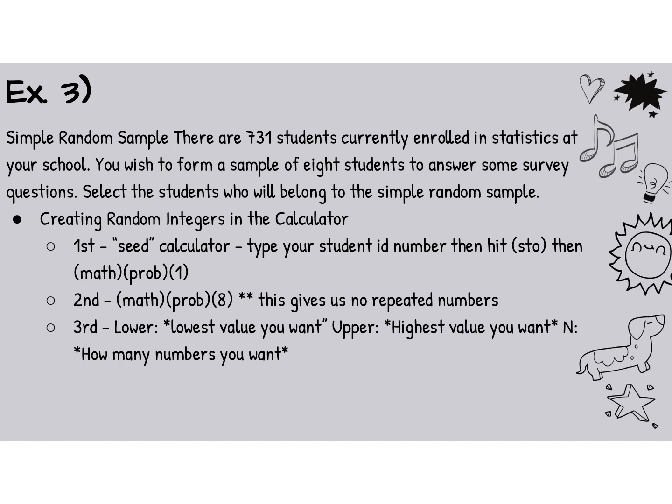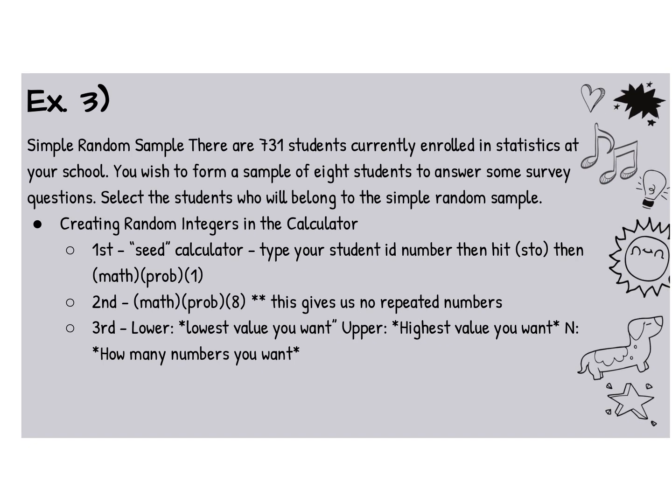So simple random sample, there are 731 students currently enrolled in a statistics class at your school. You wish to form a sample of 8 students to answer some survey questions. Select the students who will belong to the simple random sample. So how to create random integers in a calculator. First, you have to seed your calculator. So to seed your calculator, you type your student ID number, then hit STO, then MATH PRB 1.